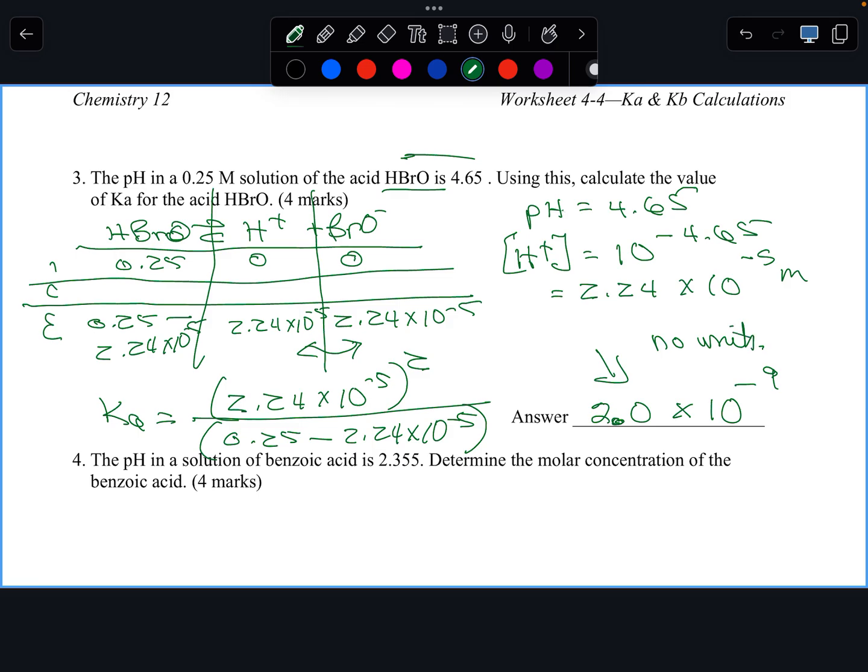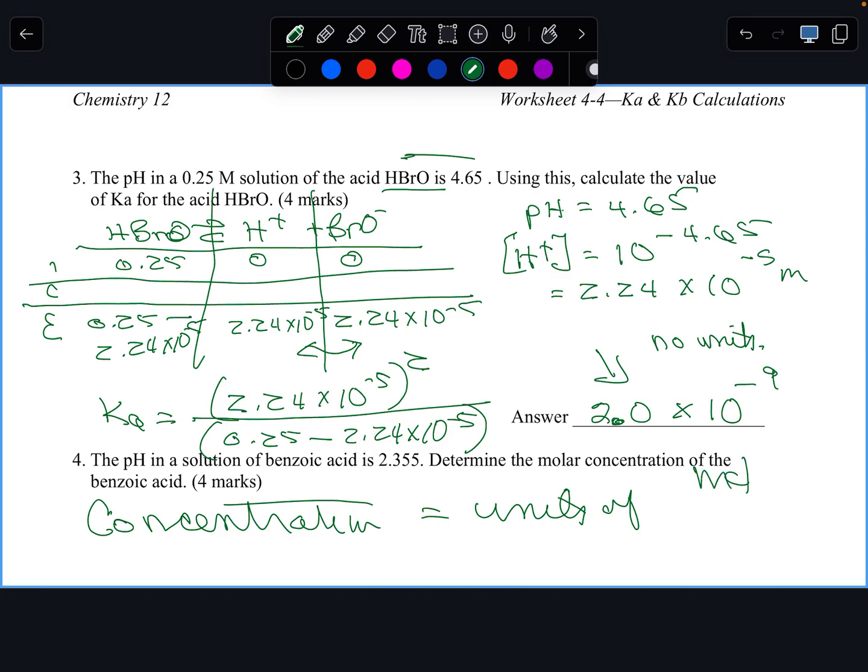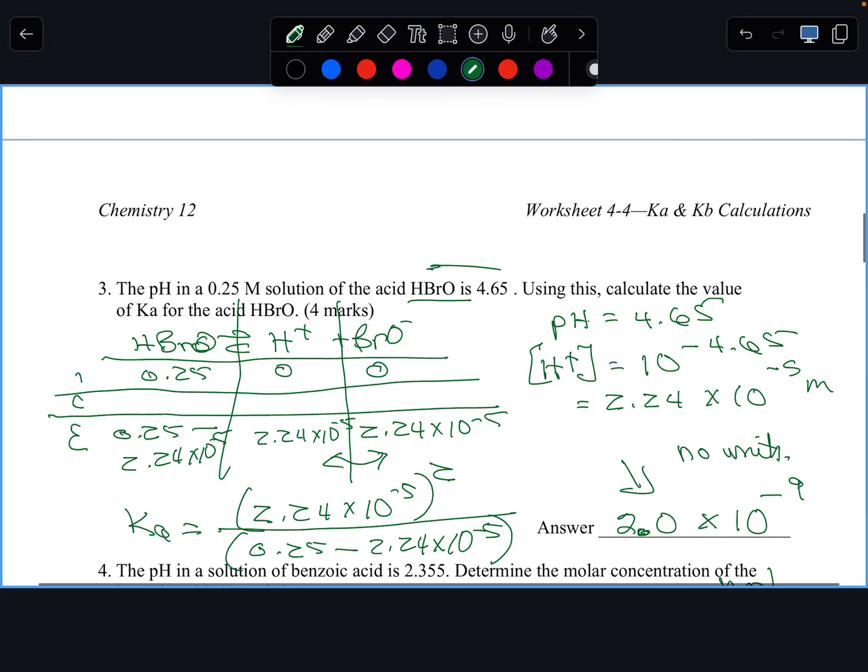So the biggest thing to remember here is when asked for concentration, don't forget units of molarity, moles per liter or molarity. And for Ka or Kb, no units. And we only did one with a pH right here, but when you're given a pH, you can always get your H plus concentration. Reagan? I was going to ask like, how. Yes. I kind of missed that.